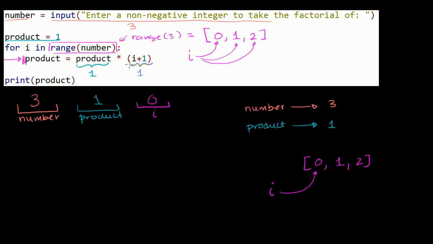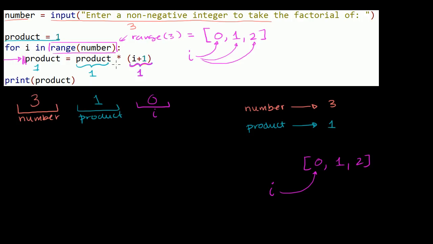Let me do the same colors. So i is 0 plus 1, so we get 1. 1 times 1 is 1. So product will be reassigned to be 1, which really isn't going to change anything because it's already 1. It was 1 before. You multiplied it by 1 and reassigned it to be 1. So I could cross out the 1 and write it again, but I'll just leave it as 1. So nothing really has changed that first time through the loop.